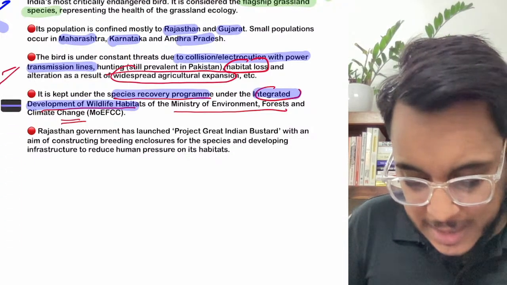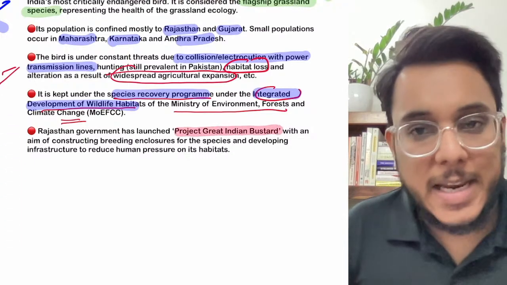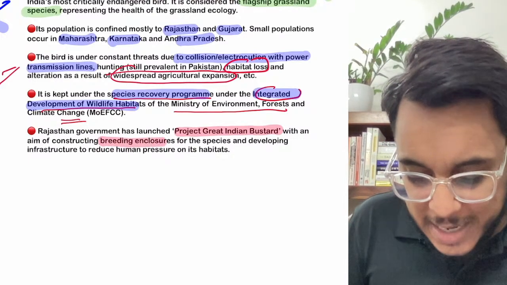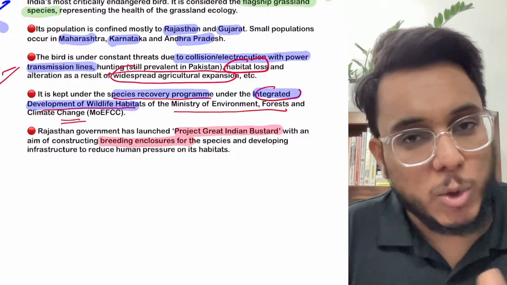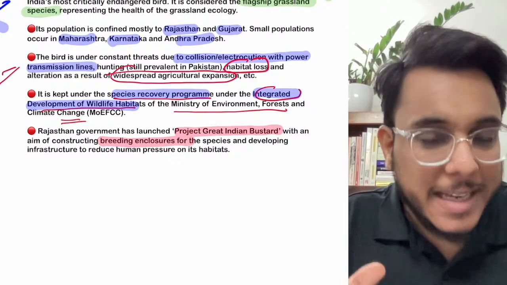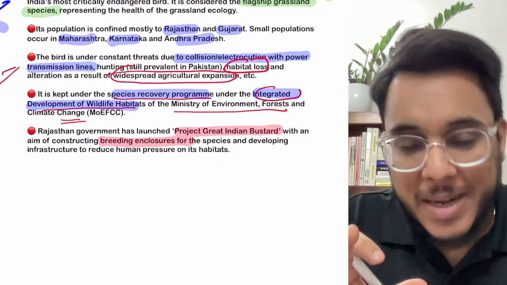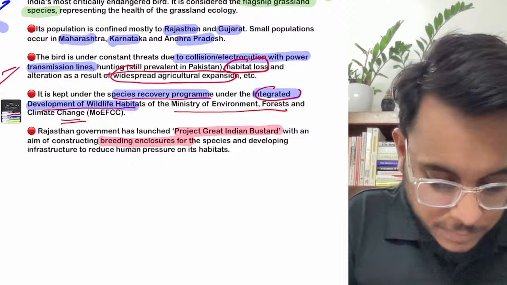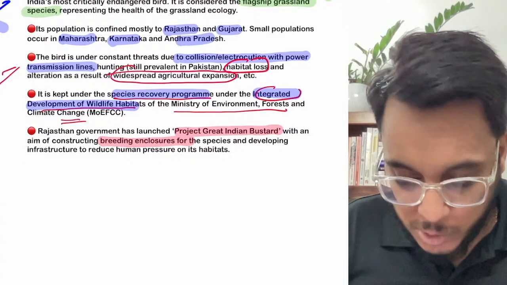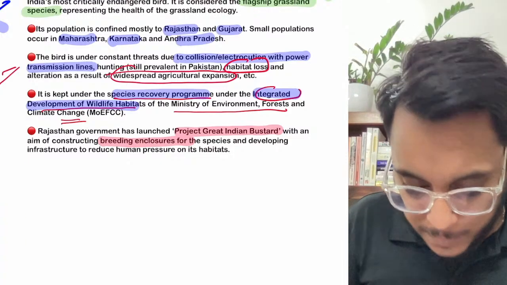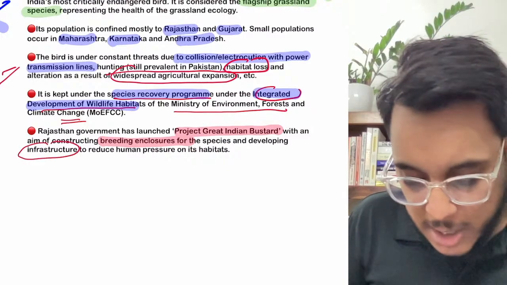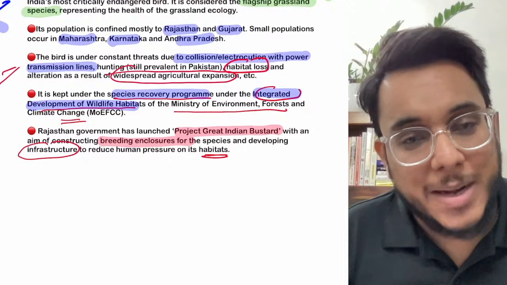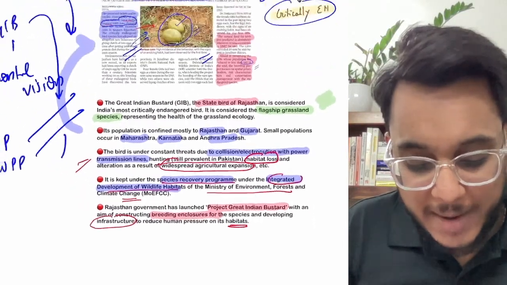Moreover guys, Rajasthan has also announced Project Great Indian Bustard, and under this project, breeding enclosures have been created, and in these breeding enclosures the bustards are breeding. Then there have been certain ex situ and in situ programs also that are going on. Moreover, basically human infrastructure should not create pressure on their habitats. And the unplanned development, all these things are also being tamed by Rajasthan.